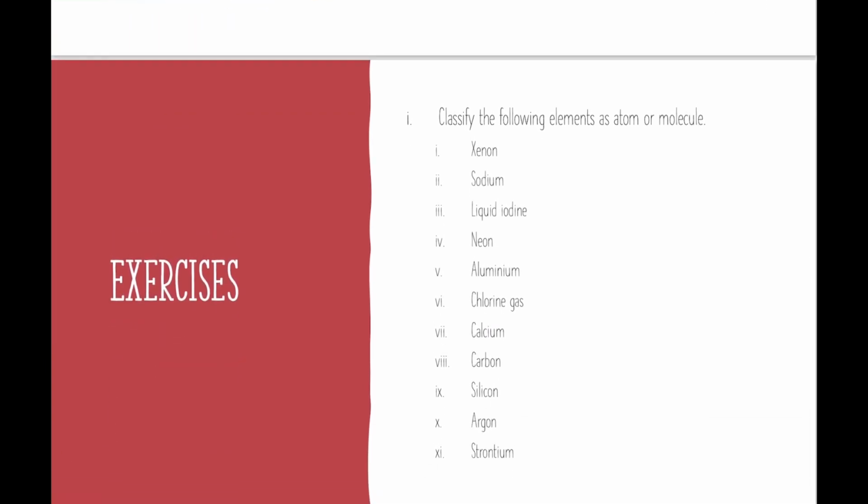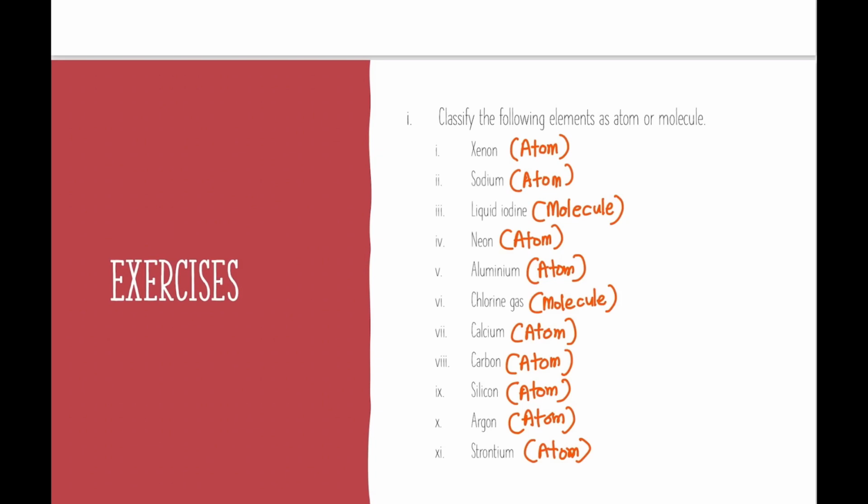Okay, now let's try to classify the following elements as atom or molecule. You may pause the video and try them yourself before I give you the answer. Now you may check the answer.